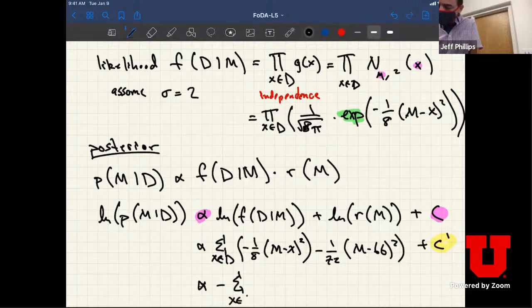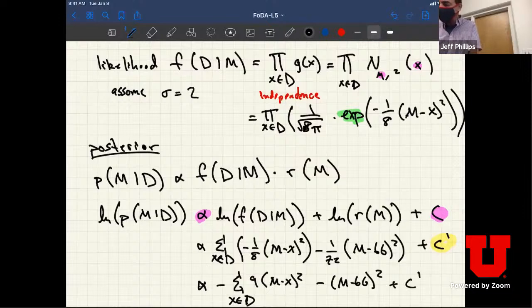So I still have a sum over the data times 9 (m minus x squared) minus (m minus 66) squared plus, again, a constant, C double prime, because I multiplied by 72. I did that so you can see the relative weights of these things against each other a bit more clearly. Okay, so now my log posterior again has this form.